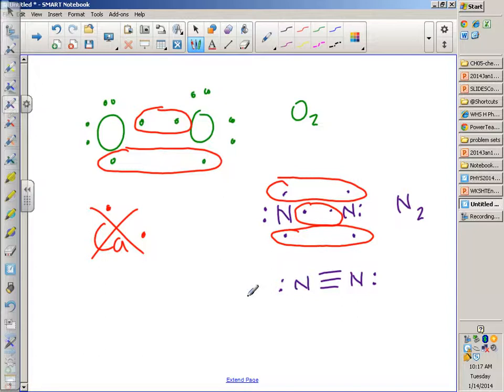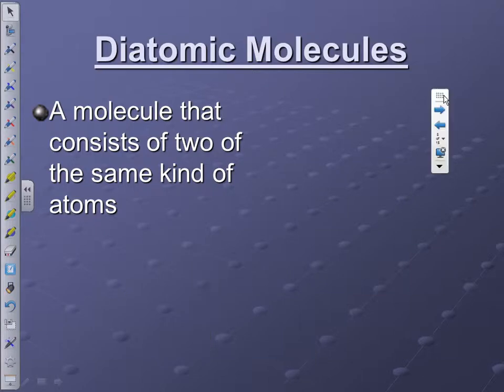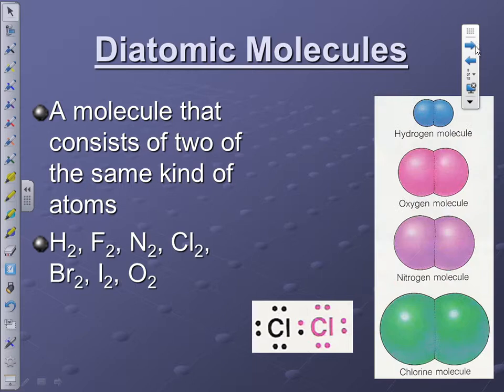Yes. Okay? So let's finish up some things on your outline here. First, there are 7 elements out there that will form diatomic molecules. The 4 halogens that we previously talked about: fluorine, chlorine, bromine, and iodine. Oxygen, which we drew. Nitrogen, which we drew. And then also hydrogen. Those 7 are the only elements that we know of that form diatomic molecules. Okay?